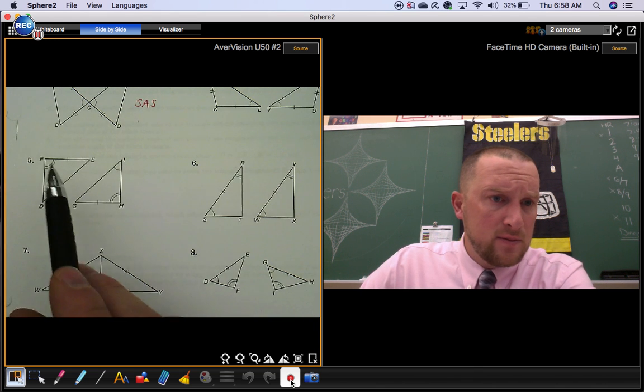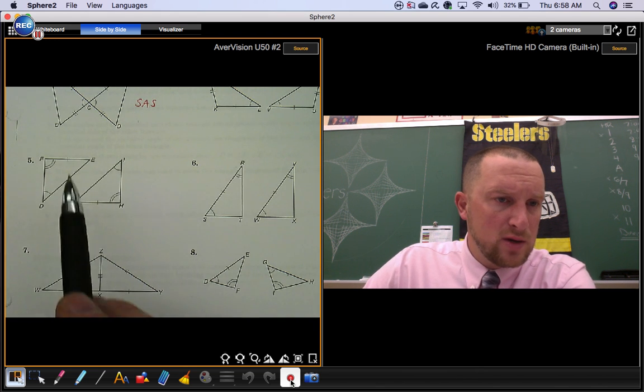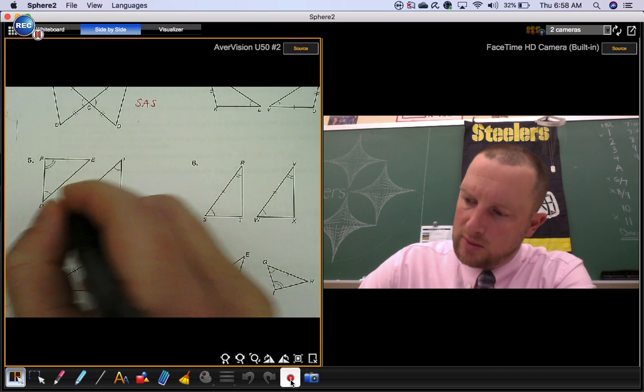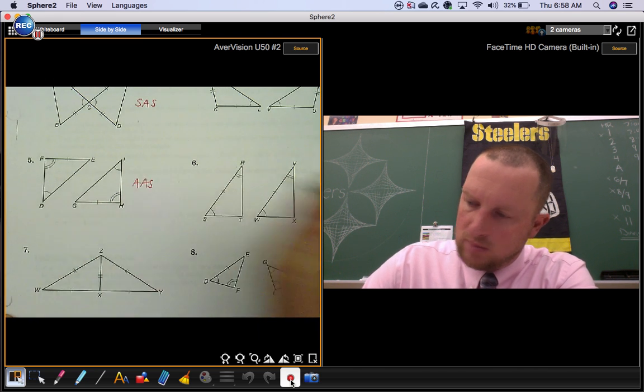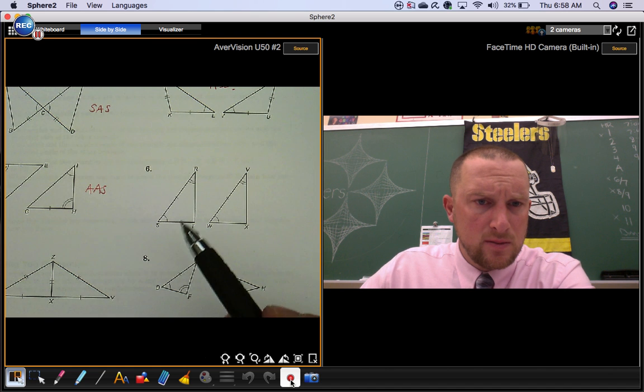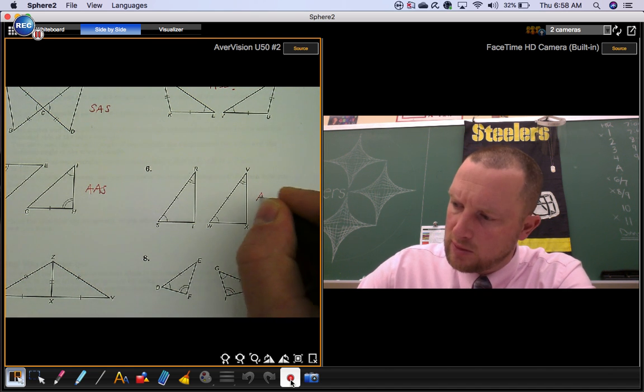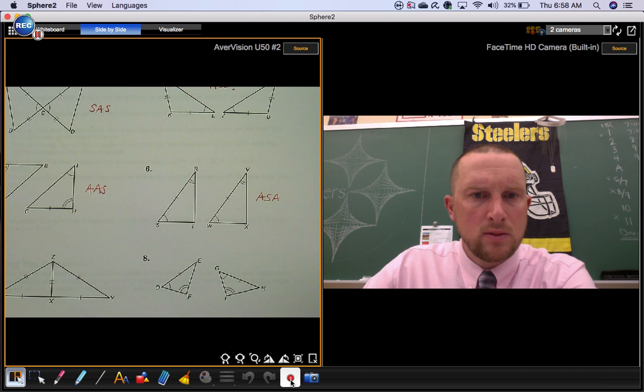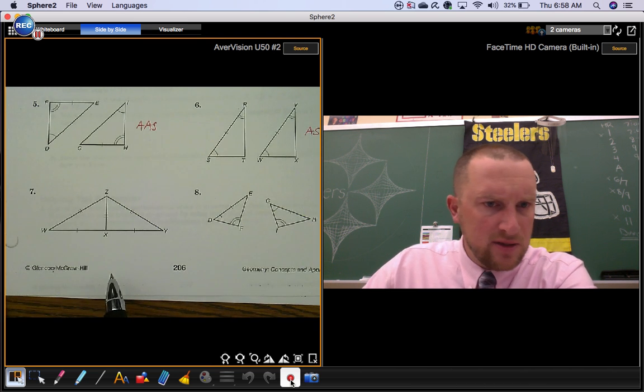Number five, two pairs of congruent angles, one pair of congruent sides, not in between. That's angle side. Number six, two pairs of congruent angles, one pair of congruent sides in between. They're congruent triangles.